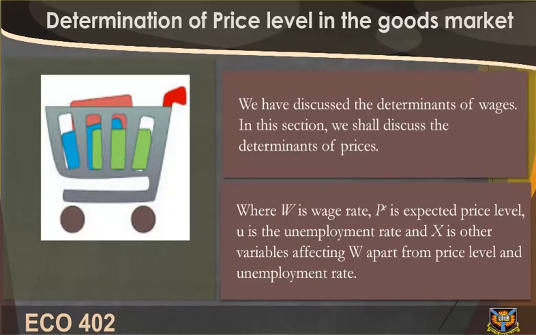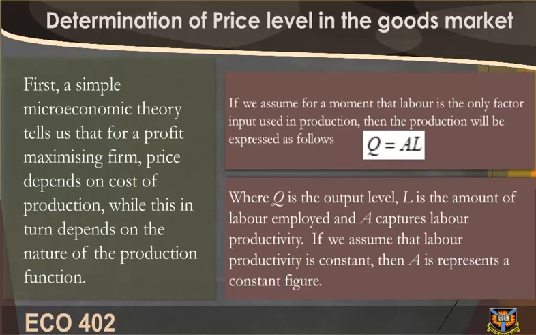Determination of price level in the goods market. In the previous section, we discussed the determinants of wages. In this section, we shall discuss the determinants of prices. First, a simple macroeconomic theory tells us that for a profit-maximizing firm, price depends on cost of production, which in turn depends on the nature of the production function.